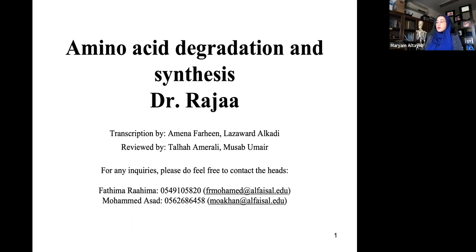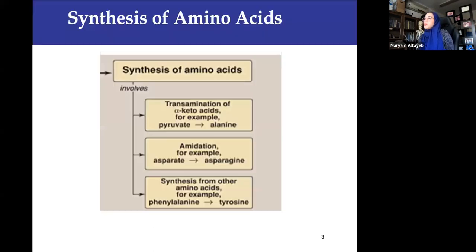So we're going to be talking about amino acid degradation and synthesis. Now, I just want to preface this by saying this is lecture 15 and 16 in your syllabus, but I rearranged the slides. I want to talk about synthesis first and then degradation, because that only makes sense in my head, for you to understand how amino acids are made and then how you break them down. So let's give that a shot.